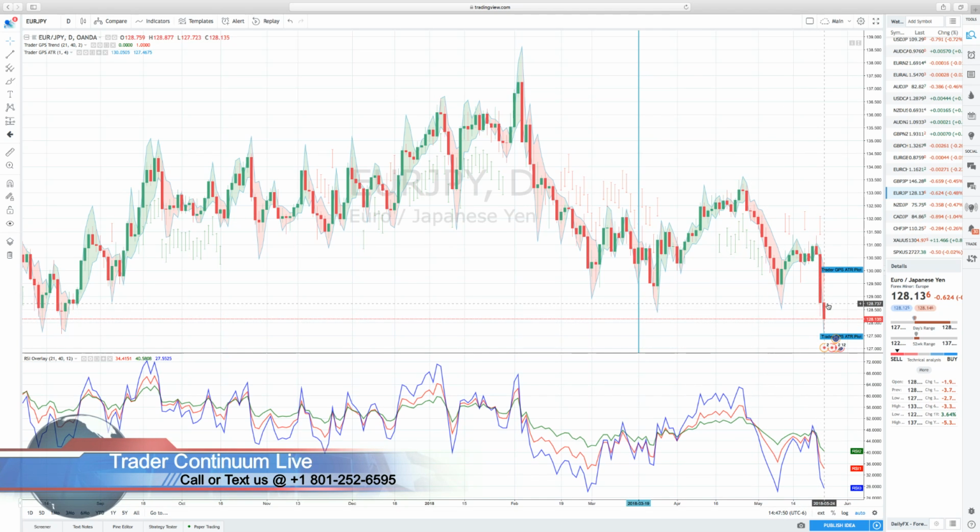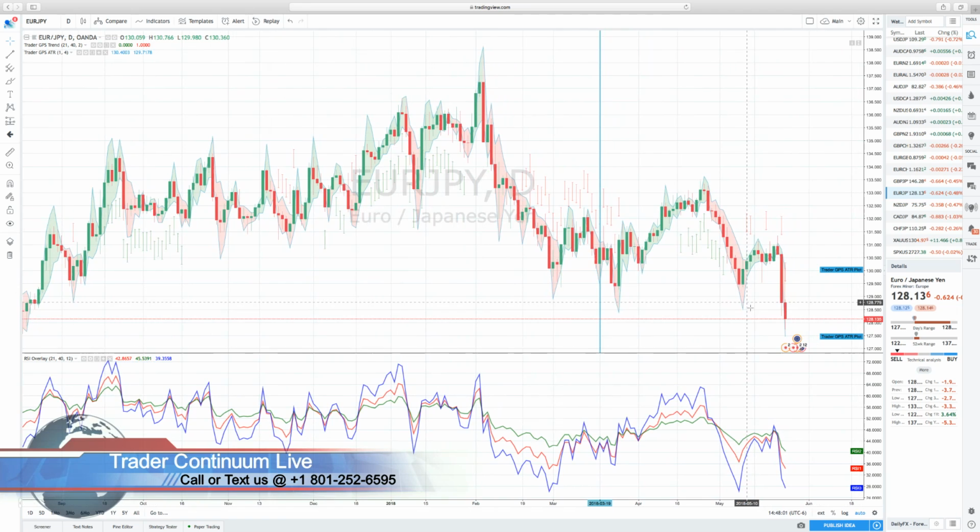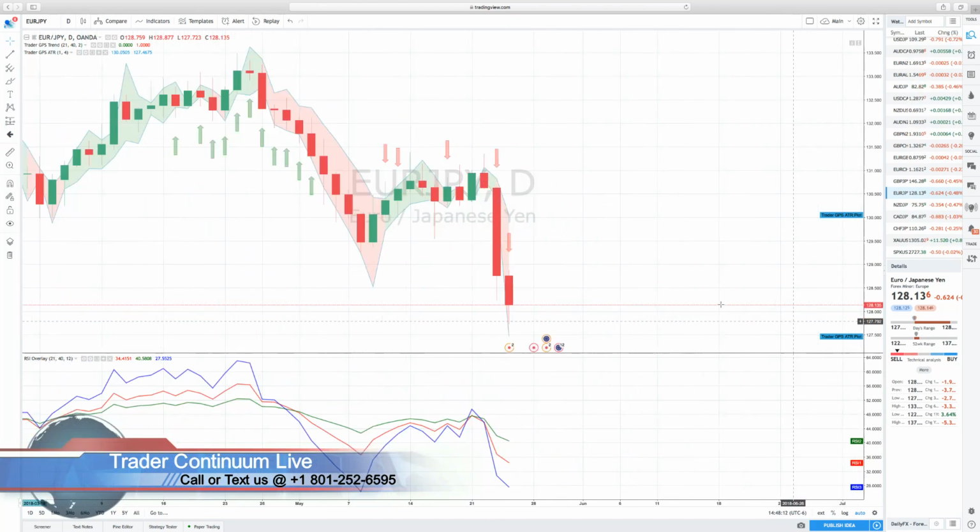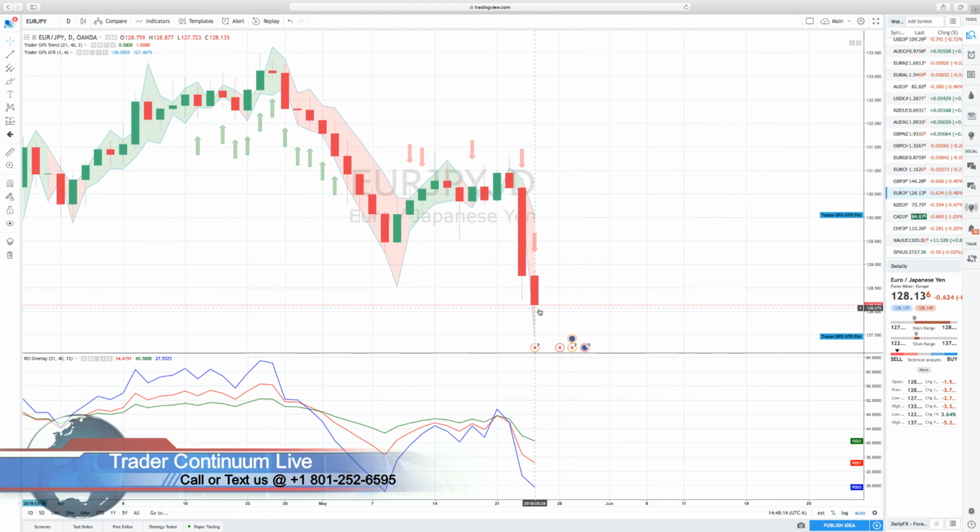Well, the funny thing is, we came down and we tried to break down through these first troughs here. We're not able to do so. We closed just above them, and then we opened and we just blew straight through them. And now we are unable to break through this trough from all the way back in August, and we bounced off of it. Once we close on this candle, we may end up seeing a little bit more of a bounce since we've already hit that trough from before.